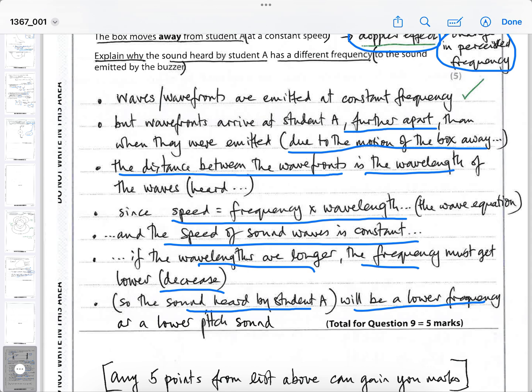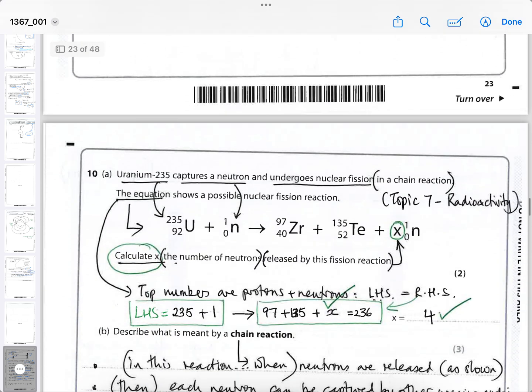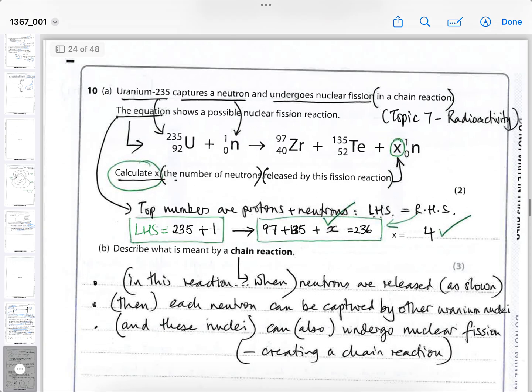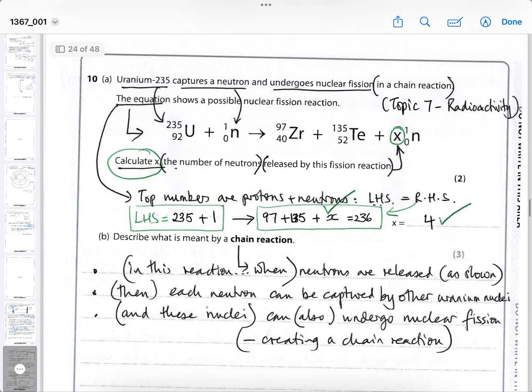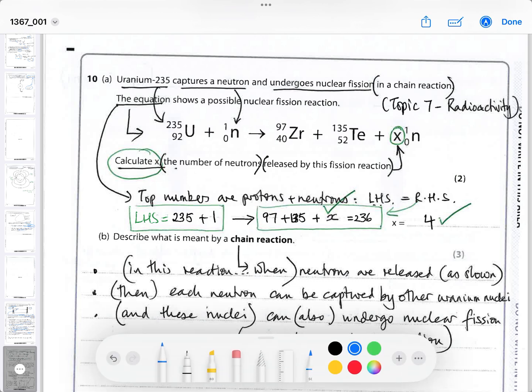And that was the last question in the 1 hour practice exam that we gave, but I'm going to go through the rest of it as well for people who are revising. Question 10 was about uranium, which is nuclear physics, or radioactivity. So topic 7. So this is a nuclear fission reaction where uranium is hit by a neutron, and that's how they actually did this experiment.